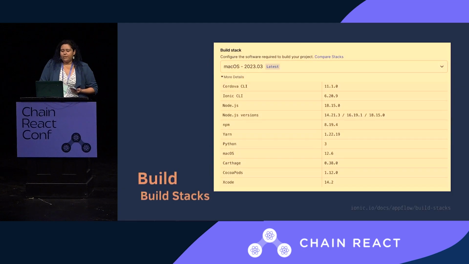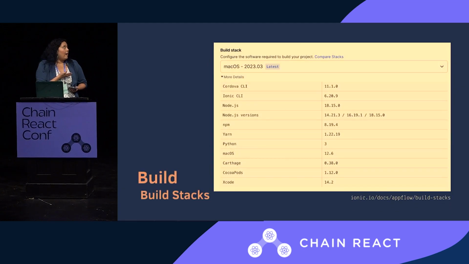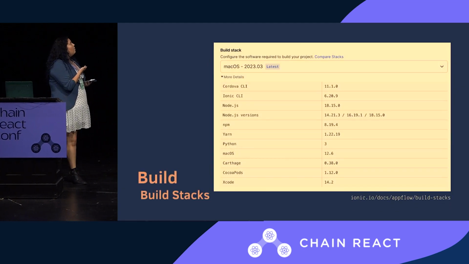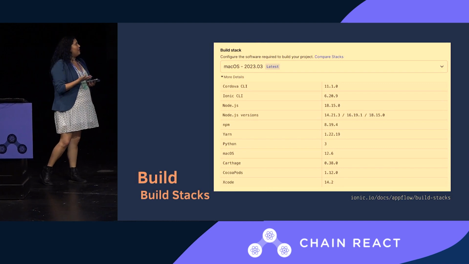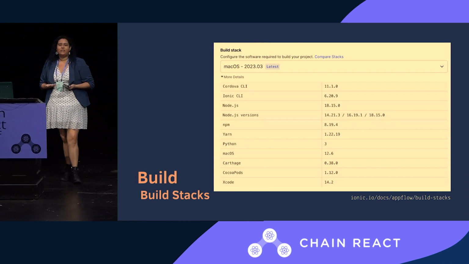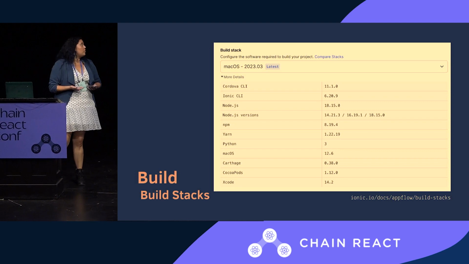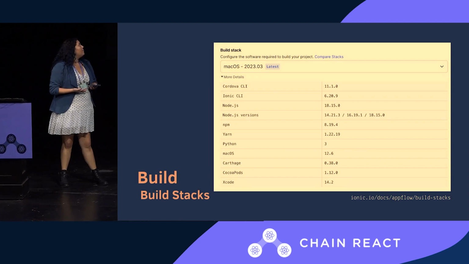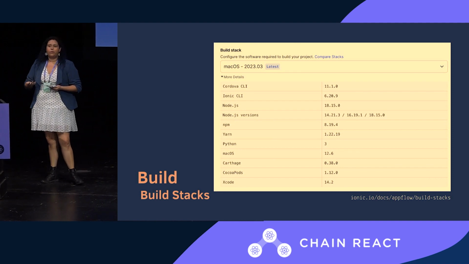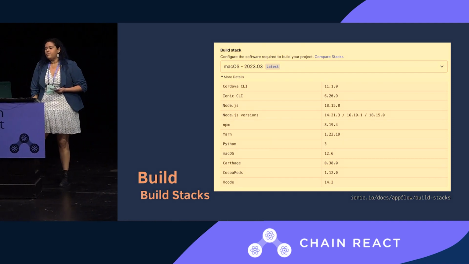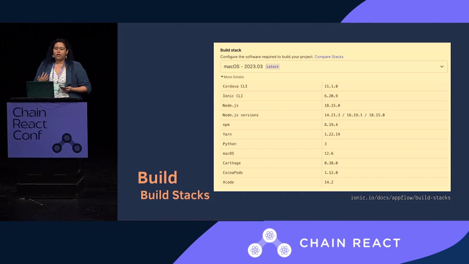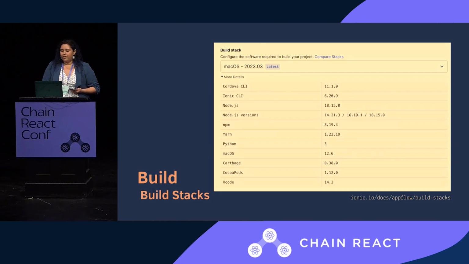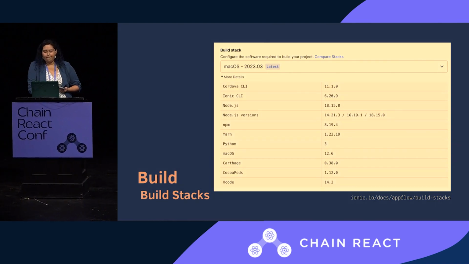A quick note on build stacks. This is the example of our AppFlow build stack for macOS, our latest version. So these are what I mean when I say the dependencies that are needed to be installed in the environment. So we have certain versions of Xcode, CocoaPods, macOS. We also have NPM, Node, and things that are needed in order to build web builds as well. So if you are doing this yourself, you need to think about what you need to install in your environment to allow for that build to run.